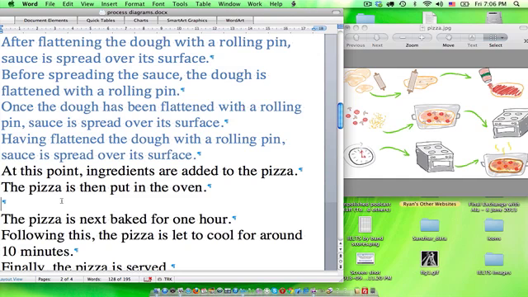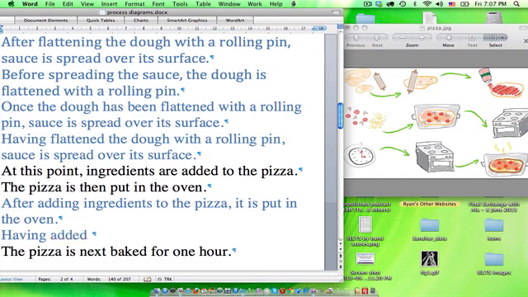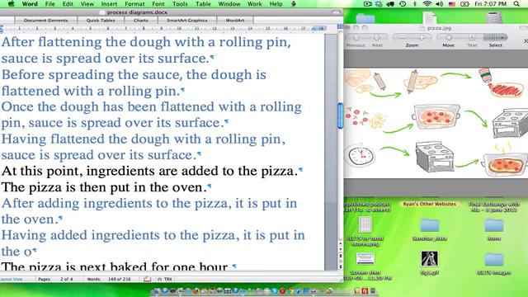Okay, so at this point, ingredients are added to the pizza. So after adding ingredients to the pizza, it is put in the oven. Or I could say, so having added ingredients to the pizza, it is put in the oven. Okay, so just different ways that we can structure these things together.